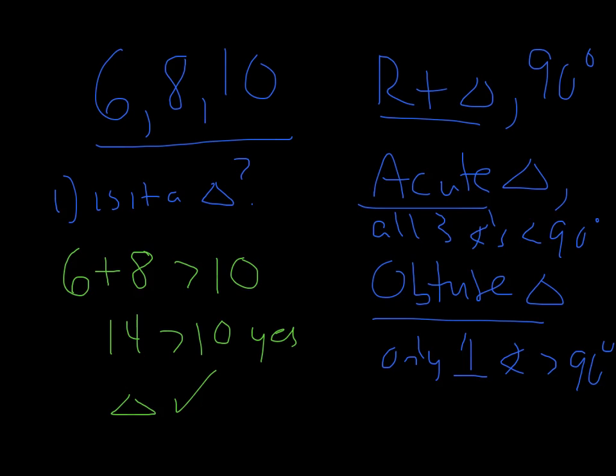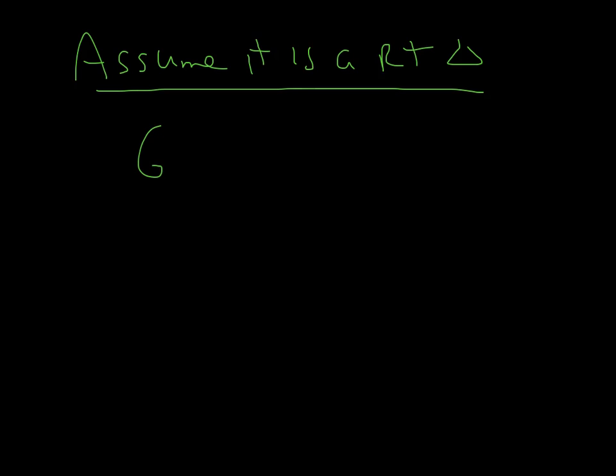So the question is, which kind of triangle is it? Well, let's assume it is a right triangle. If we assume it's a right triangle, and we have the sides 6, 8, 10, well, 10 is the longest side, so if that's the case, then 10 would be the hypotenuse. The other two sides are the legs. So we're going to check, does the Pythagorean theorem work?